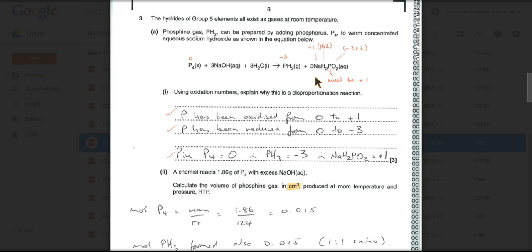And then if we move over to the oxygen, each oxygen is -2. So we've got 2 of those. So we've got -4 from those 2 oxygens. So we've got +3, -4, but the whole thing's neutral. So the P must be +1. And that is an increase in oxidation number. So there is your oxidation process. So it is disproportionation because the phosphorus has been oxidized and reduced.